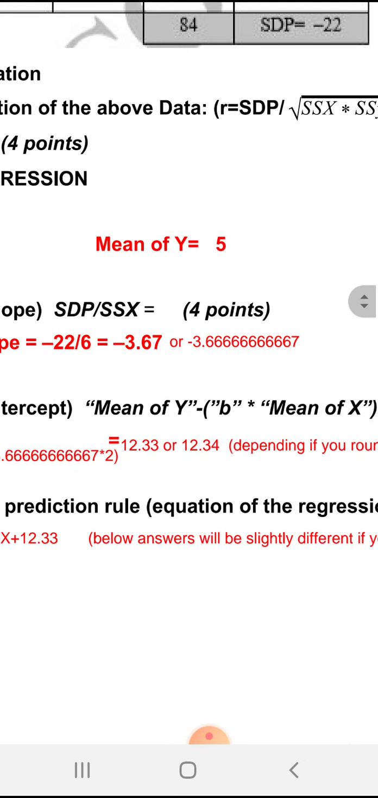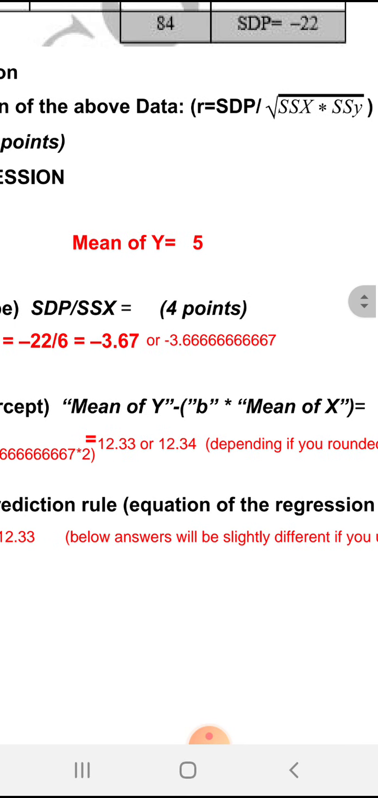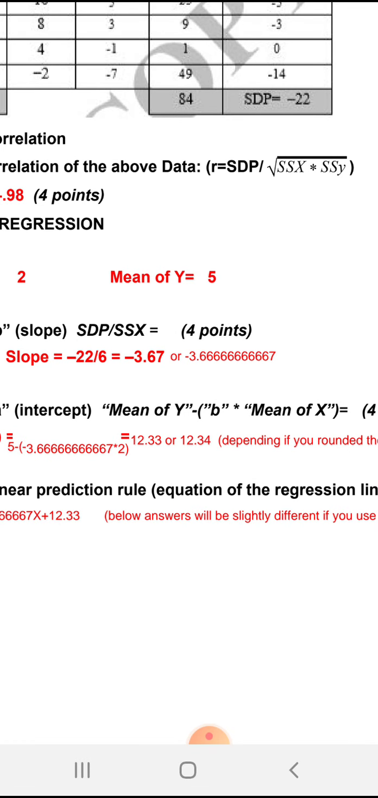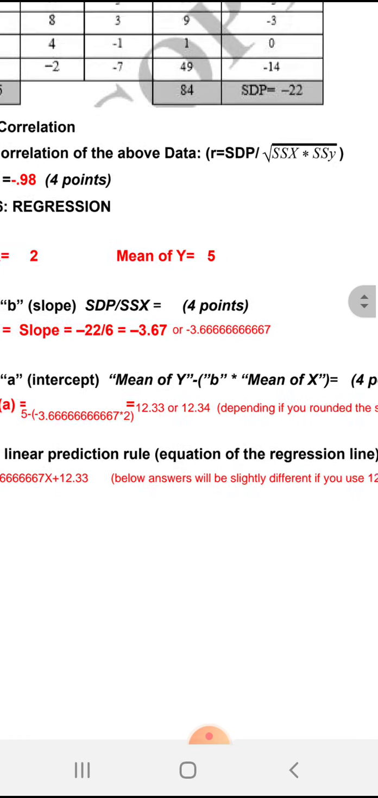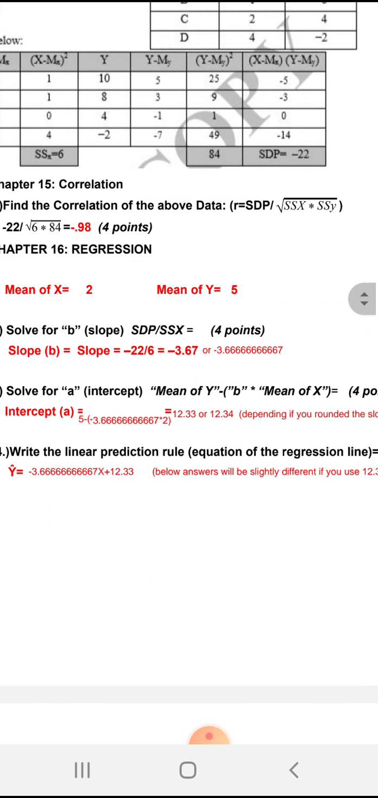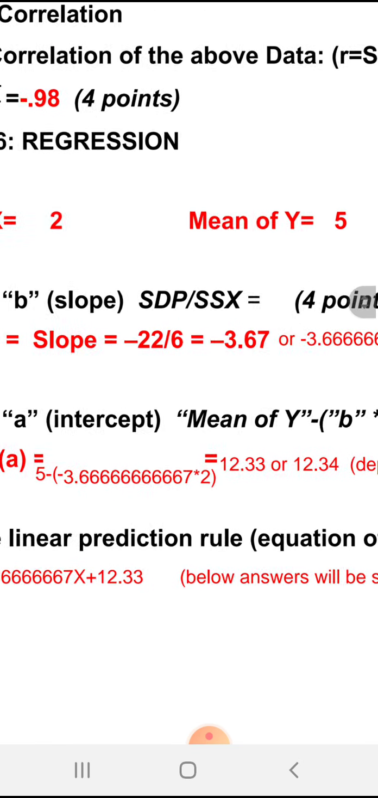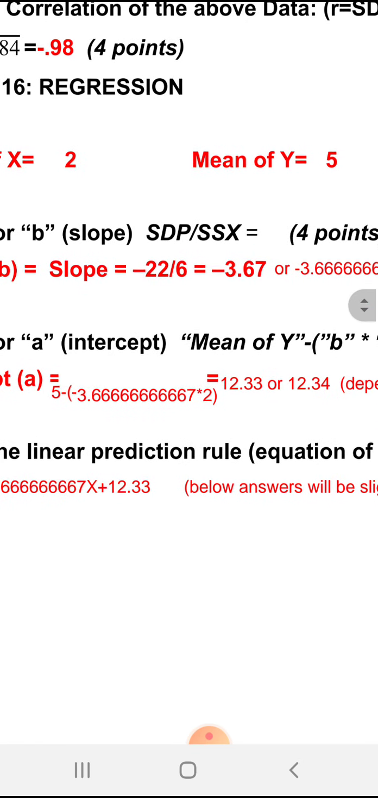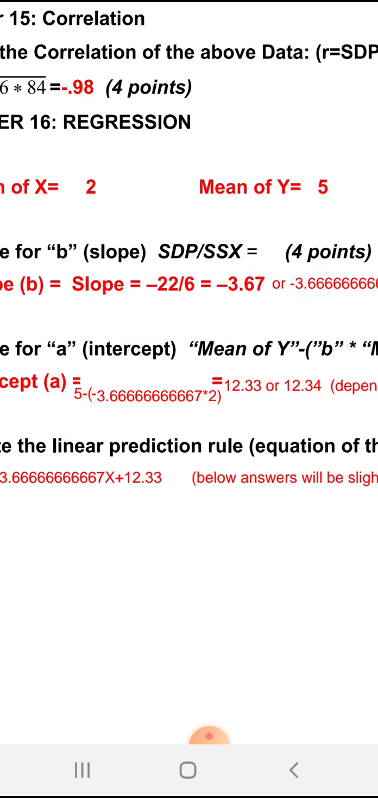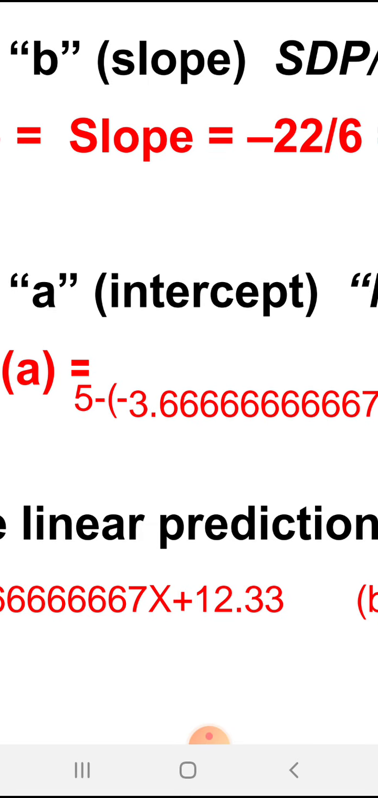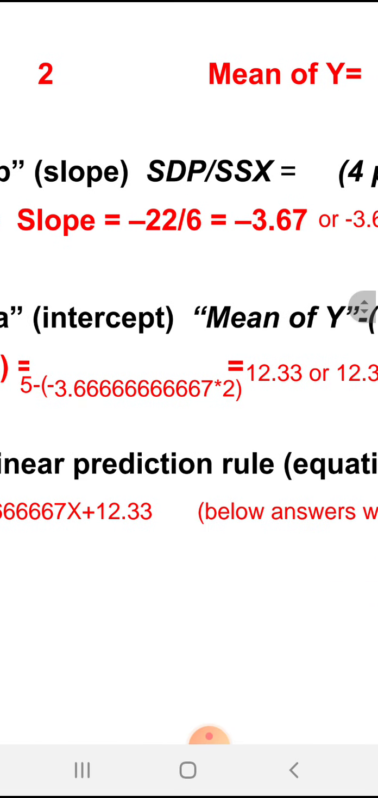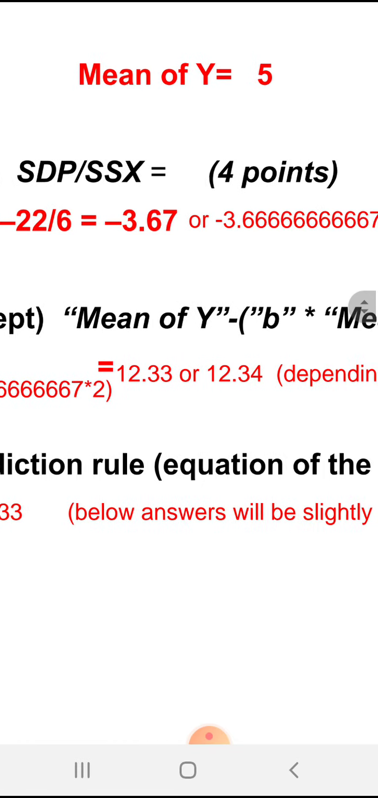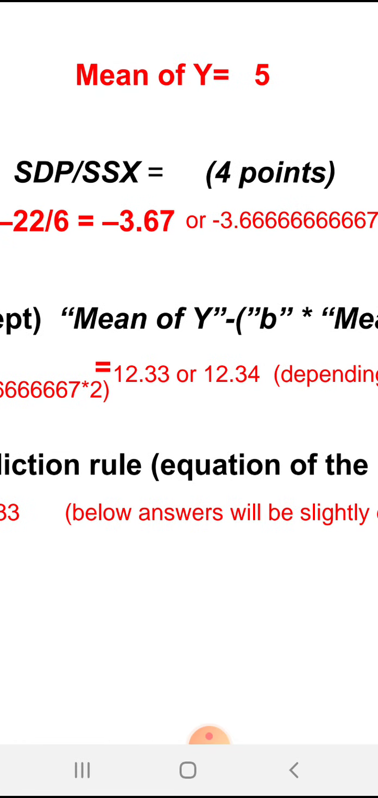To do that, you take the mean of y and you minus, and make sure you put the rest in parentheses, b times the mean of x. Right? So that would be the mean of y is 5 minus, I put the full calculation down from the calculator here. So if you do 5 minus 3.66667 times 2, right? This is a multiplication when there's a parentheses on the inside and outside. You will get a positive 12.33 or 12.34 depending on how you rounded.